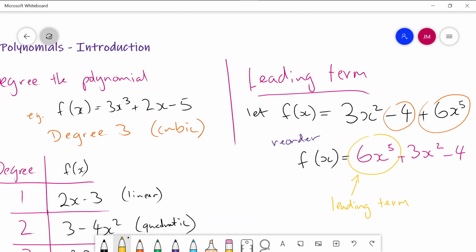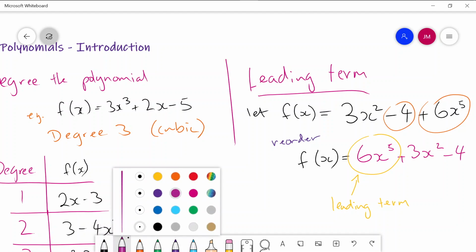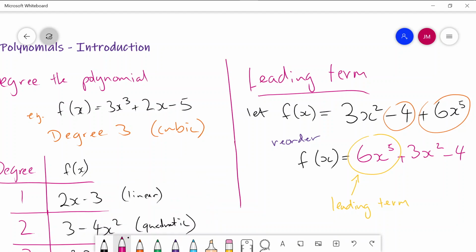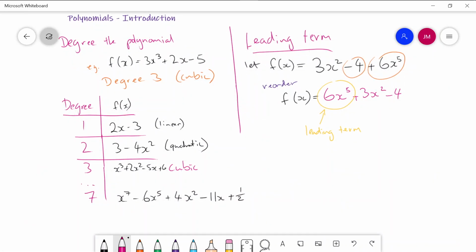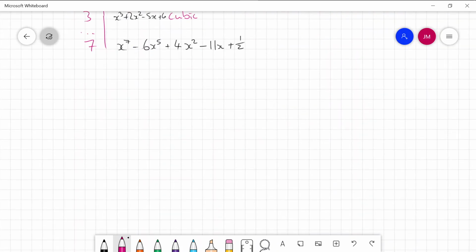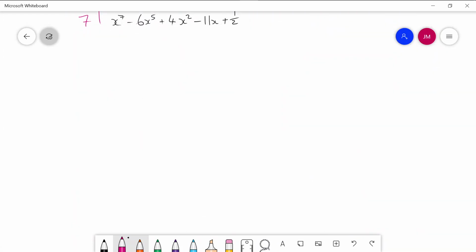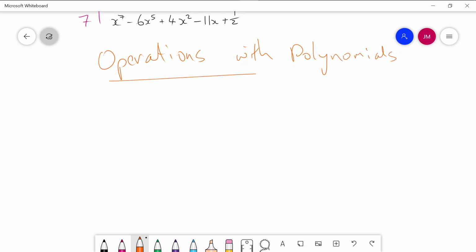Okay. Now, let's have a look at how we can do our operations with polynomials. So, we've got the language to describe them. Let's look at a couple examples where we've got two separate polynomials. So, we can complete some operations with polynomials. Now, if we add, subtract, multiply, or divide two polynomials together, we're going to get another polynomial as the answer.